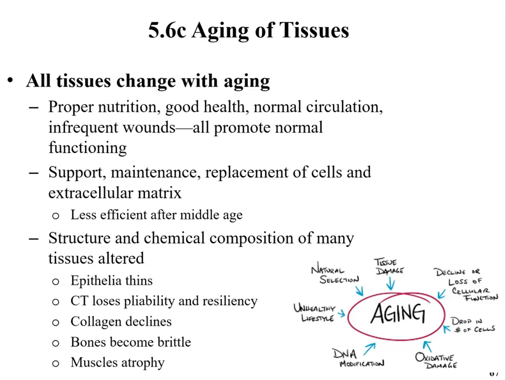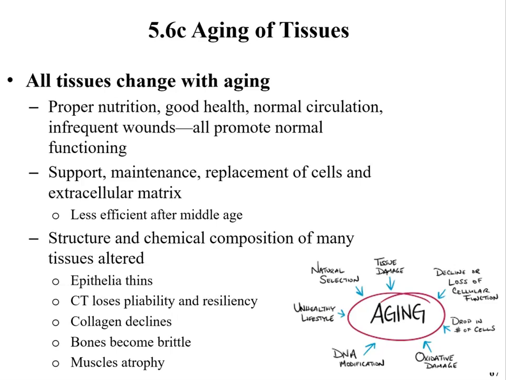Okay, the effects of aging on tissues. So all tissues change with aging. Proper nutrition, good health, normal circulation, infrequent wounds, all of this promotes normal functioning. Support maintenance and replacement of cells and extracellular matrix. This helps replenish your tissues, but this process becomes less efficient after about middle age. Really, after about 30, it starts declining.